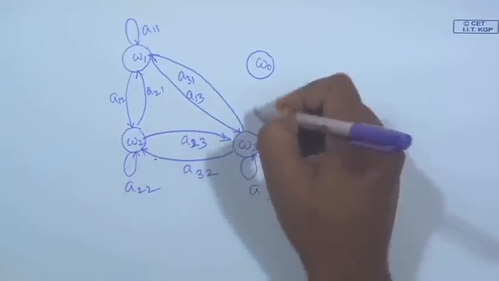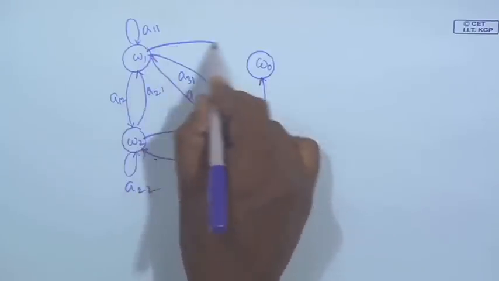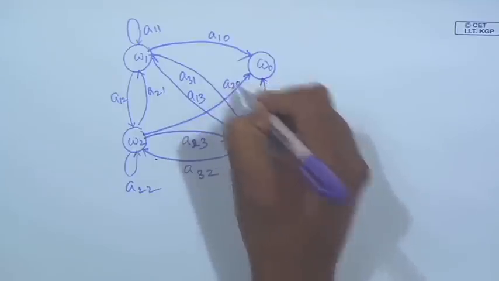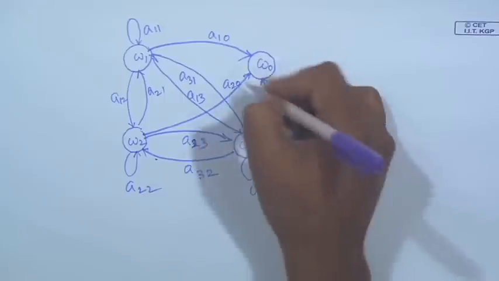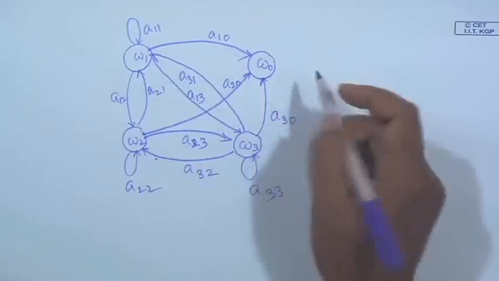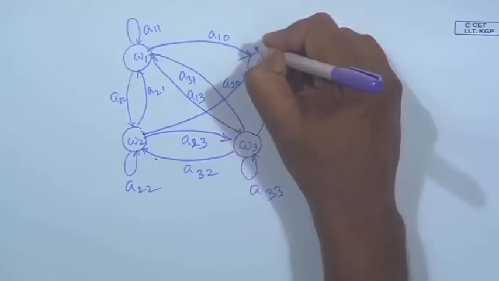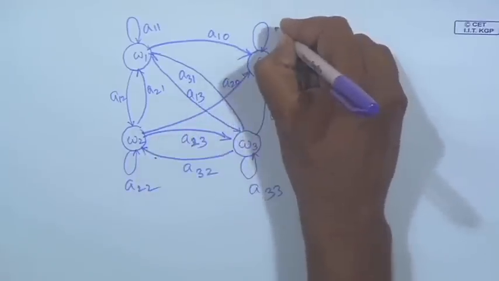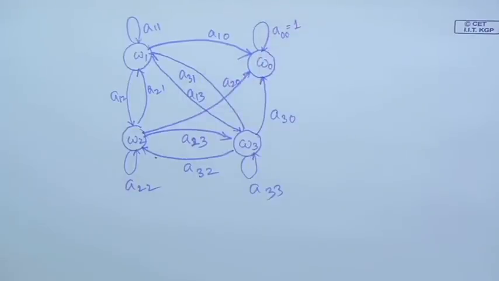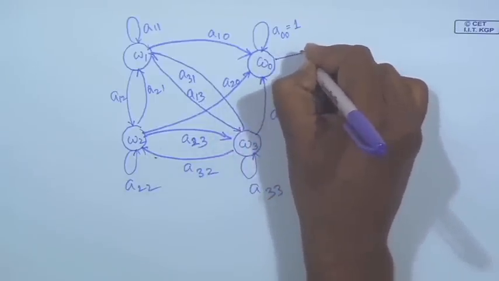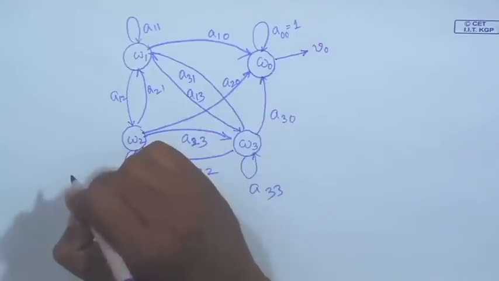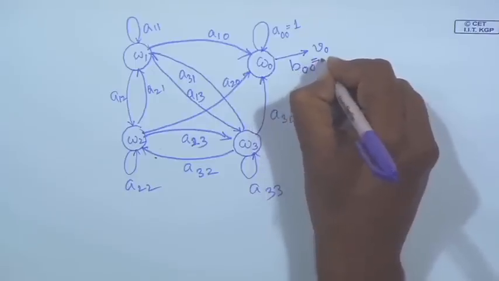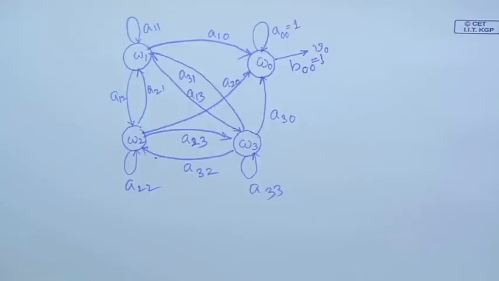But from any of the states, it can make a transition to omega 0. So I can have this sort of transition. Here it will be A10, A20, A30. But once the hidden Markov model is in this final state omega 0, it cannot come back to any of the states. However, it can have a transition within the state, and because this transition will always be within omega 0, I must have A00 equal to 1. And within omega 0, it emits only one visible symbol, which is V0. So the probability of emission from omega 0, that is B0 of the symbol V0, will also be equal to 1, because this is the only symbol emitted from this accepting state.